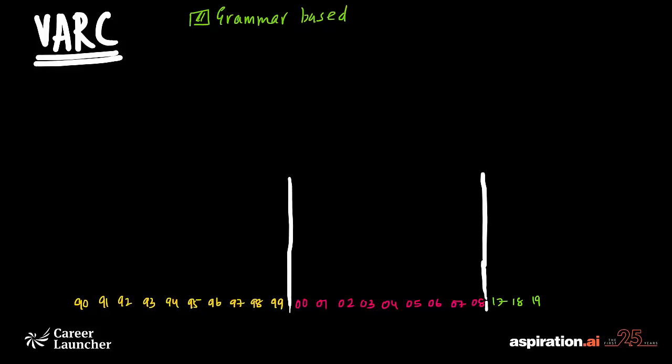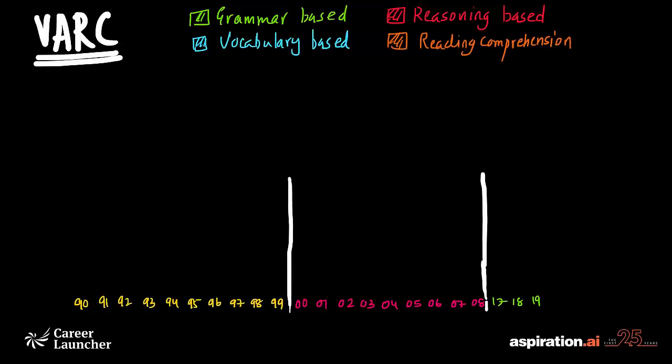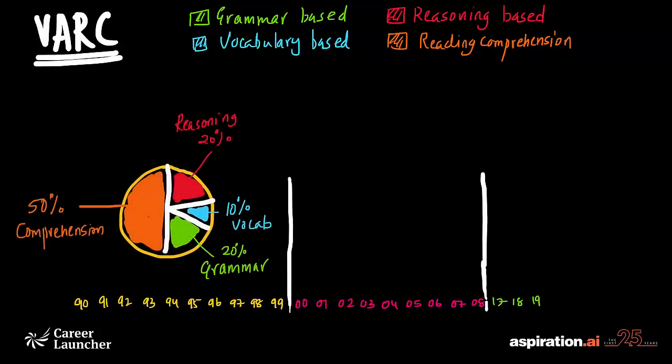If you look at the VARC section, it has grammar-based questions, vocabulary-based questions, and reasoning-based questions, like paragraph jumble, paragraph summary, paragraph completion, critical reasoning, and questions like those. And then you have reading comprehension. If you look at the composition of the paper across the years, in 1990 to 1999, 50% of VARC was reading comprehension, roughly 20% was reasoning-based questions, 10% vocabulary-based questions, and 20% grammar.